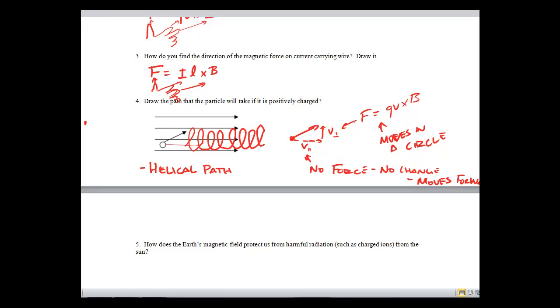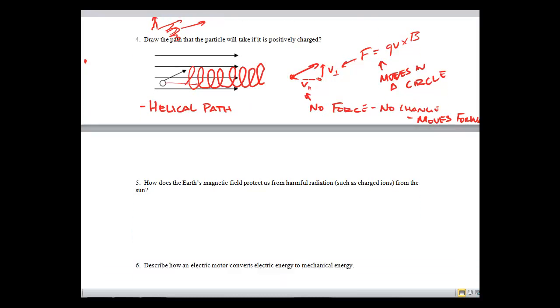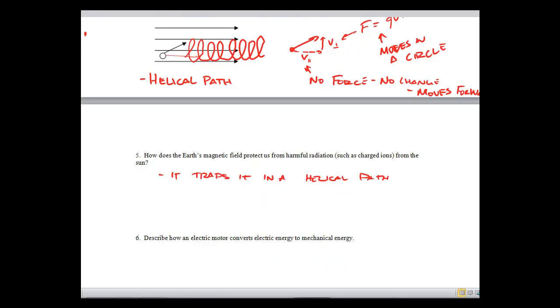So, follow-up to that is, how does Earth's magnetic field protect us from harmful radiation? It traps it in that helical path around those magnetic field lines, and our evidence for that are the northern lights and the southern lights. It's those trapped magnetic particles interfering with the atmosphere.